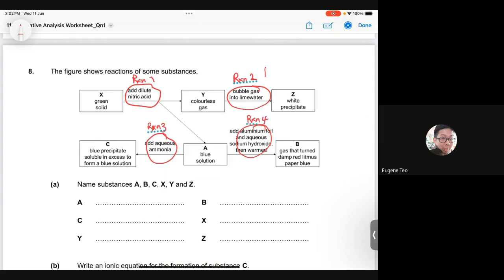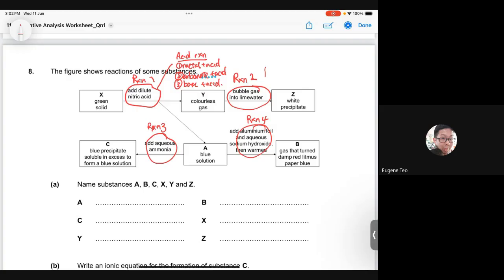So let's look at reaction 1 itself. Green solid adding acid. So what you know is that this is an acid reaction. For an acid reaction, it will be either a metal plus acid, or it could be a carbonate plus acid, or it could be a base plus acid. Now, how do I know which reaction it is?